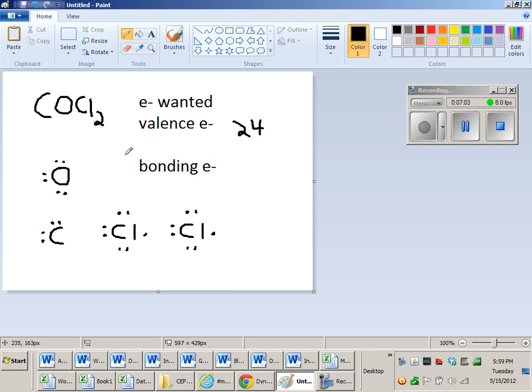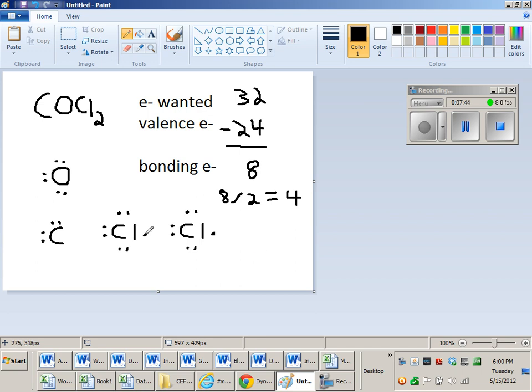We want to have each of these elements having an octet of valence electrons surrounding it. So that would mean that we'd have 1, 2, 3, 4 different elements with 8 electrons surrounding them. So 4 elements times 8, that's 32 electrons wanted. The difference of these two numbers is how many bonding electrons there will be. That's 8. So there are going to be 8 electrons involved in bonding. Each bond represents 2 shared electrons, so the number of bonds is 8 divided by 2 equals 4. So we're going to have 4 bonds.